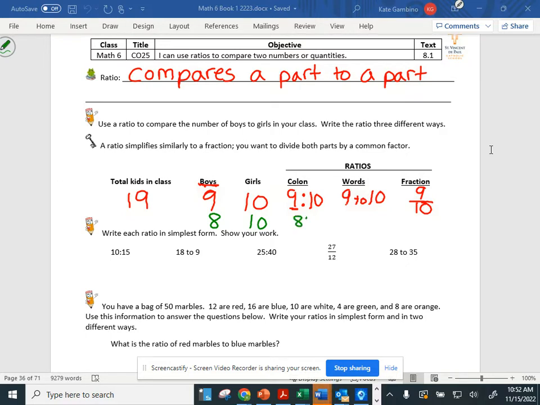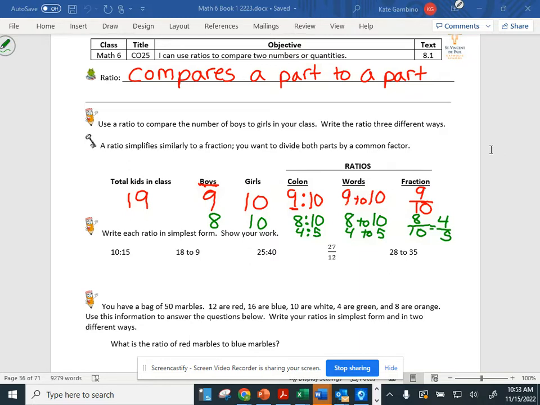So then that would be 8 to 10, 8 to 10, and 8 over 10. Could we simplify that one? Yeah, what could I divide out? I could divide the 2 out. So it would become 4 to 5, or 4 fifths. Right? So we can simplify our ratios just like we simplified our fractions. See if there is the same factor that you can divide out of both sides.